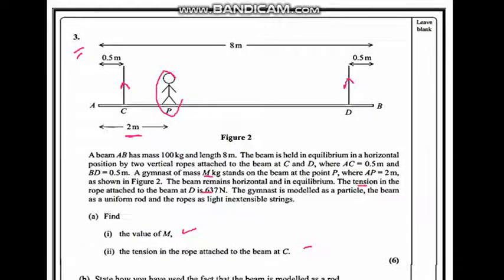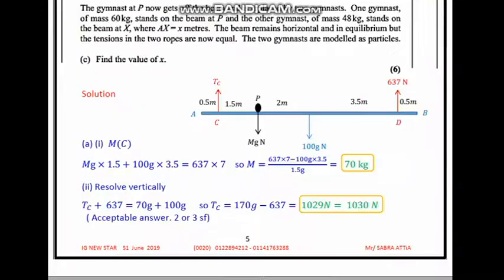And this beam is 100 kilograms. First step, we draw a diagram. The gymnast acts as a particle, so its weight will be mg. And the tension at C will be Tc. The tension at D, 637, is given. The total length of AB is 8 meters. Here is half and here is half.